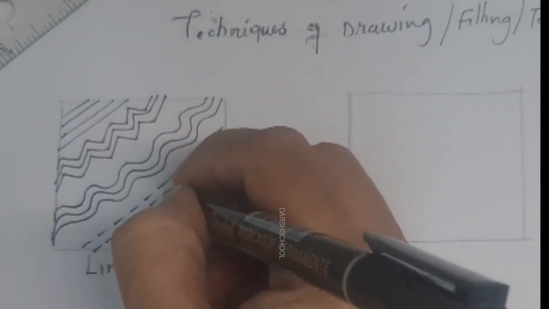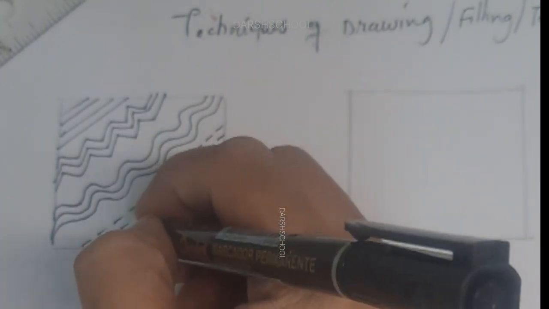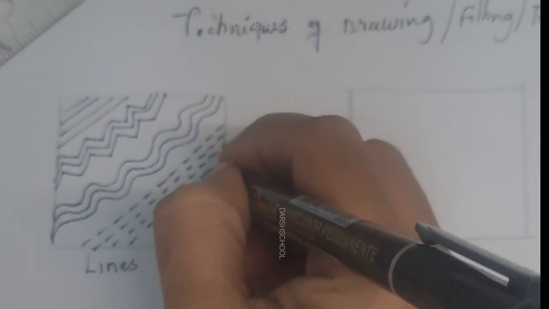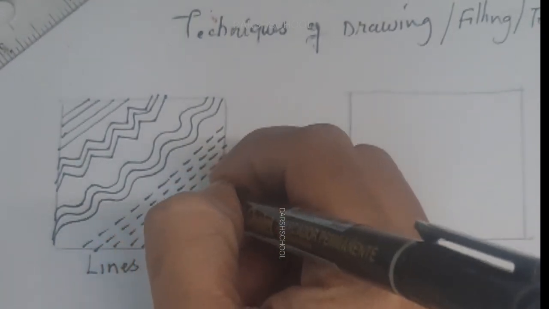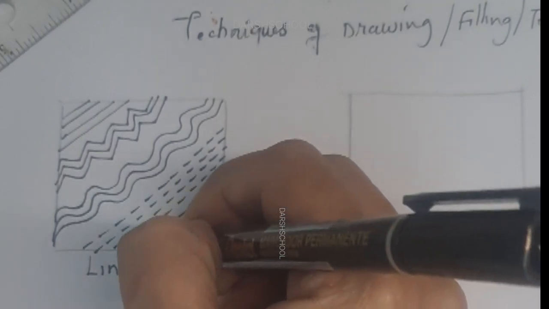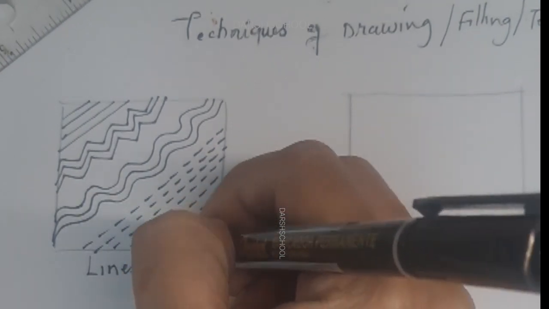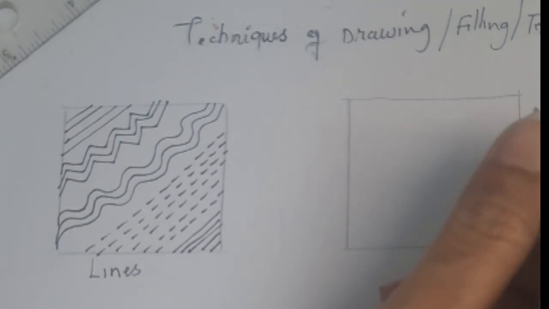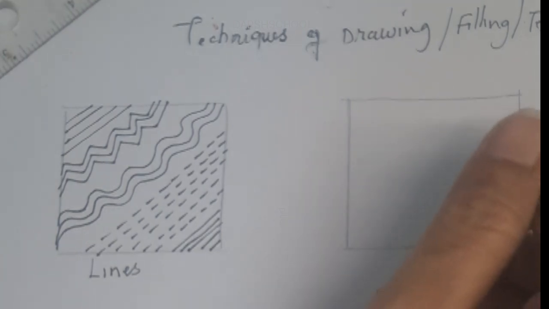These are all the different types of lines which you can use in drawing, in filling the surfaces, or doing any other thing. They can be vertical lines, horizontal lines, and crossed lines. But lines are very important in doing any textures, fillings and drawings.